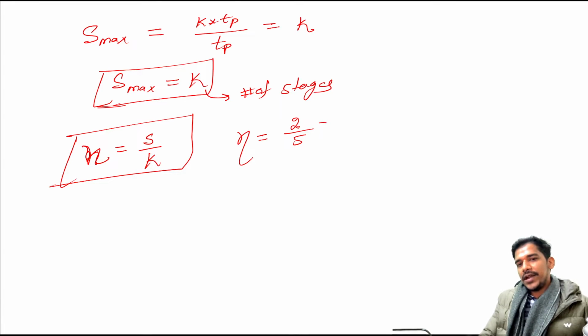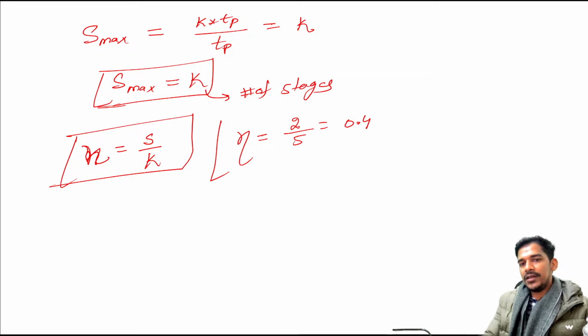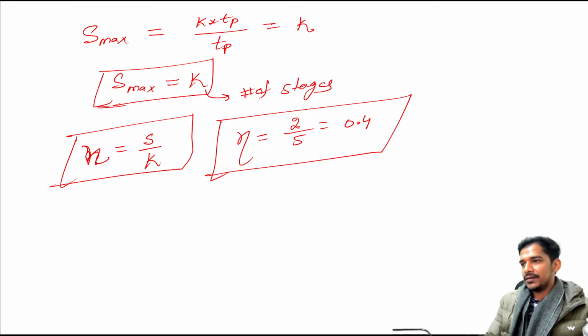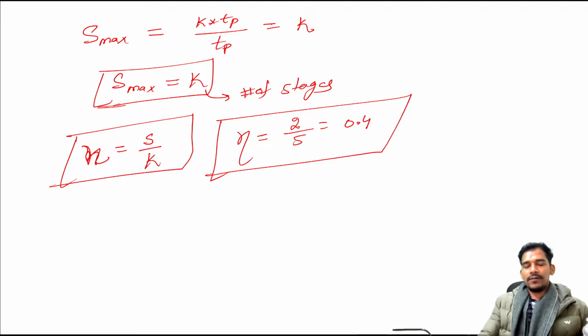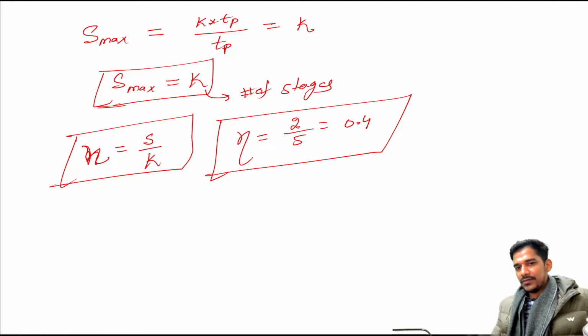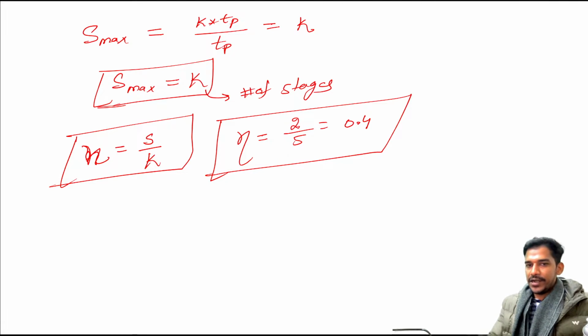So in this case you are getting 0.4. That means the efficiency of your pipelining processor is 40%. Your pipeline processor is 40% efficient. So 40% efficient means that the maximal achievable speed up is 5, but it is able to achieve only a speed up of 2.